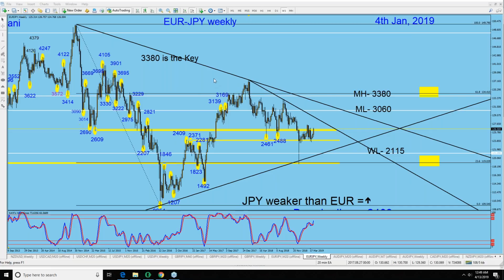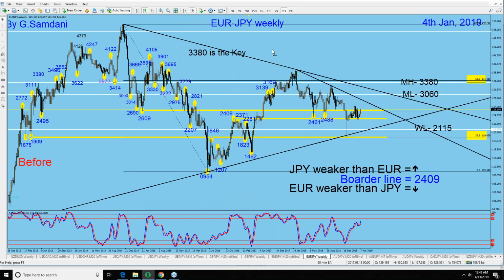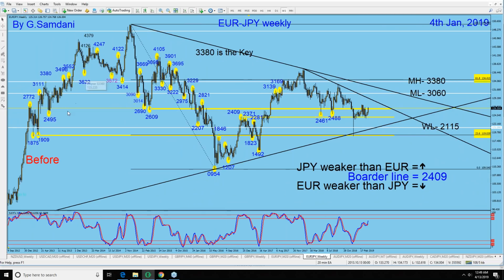So I think the first one was for Mr. Patel: how do I take these highs and lows? Now I'm going to use this Euro Yen pair for both reasons. You can see that this is a weekly chart, weekly Euro Yen, and you see obvious highs and lows. I just marked them because I'm going to show you in a little bit how these numbers react.